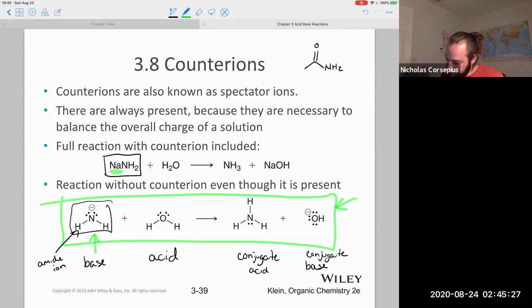So yeah. Same thing with the OH at the end, right? You can't just isolate hydroxide all by itself. It's going to be in the form of sodium hydroxide or something like that.